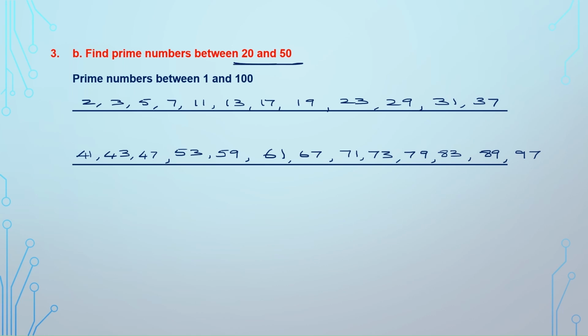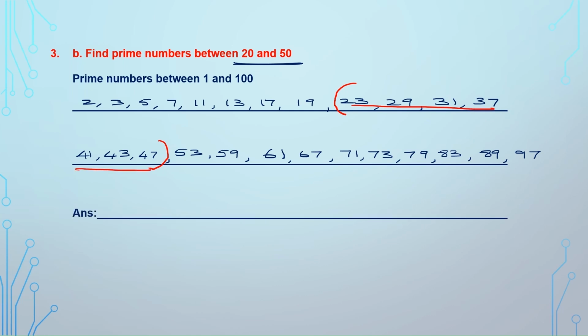Here we've been asked to write between 20 and 50. So now from here up to 50 means till here. So let's write down all these numbers in our answer. So in our answer, let's write down 23, 29, 31, 37, 41, 43 and 47. So this is our answer.